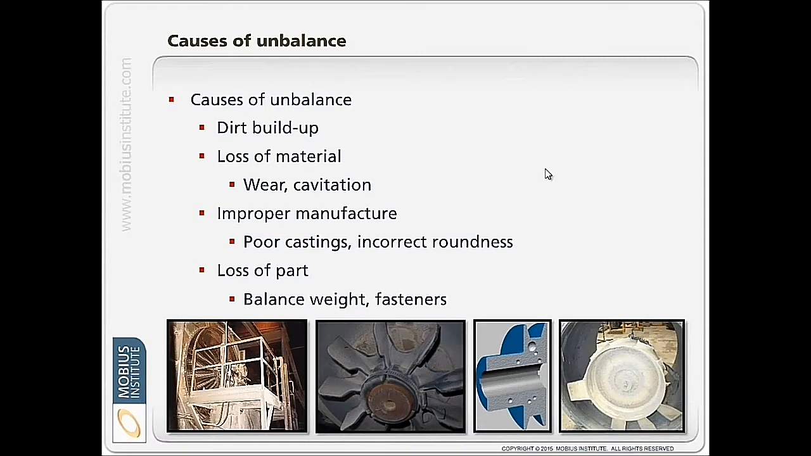Very commonly in fans, it's just a build-up of dirt. It might be a loss of material, through wear or cavitation or erosion or corrosion or something like that. It might be due to poor castings or incorrect roundness, or, for example, eccentricity. It might be a loss of a part, a balance weight might fall off, a fastener might come away. It might be loss of part of the coupling. It might be, in this case, the way it's been put together, which is not sensible.